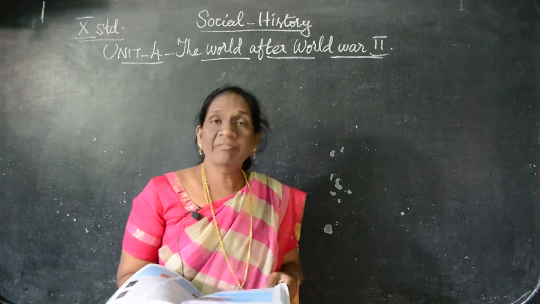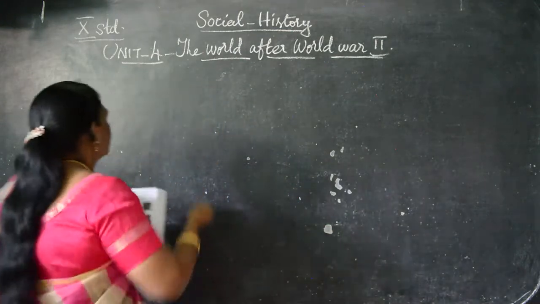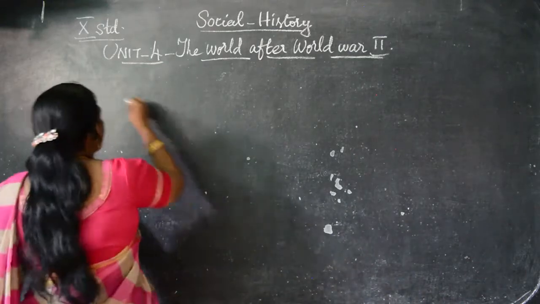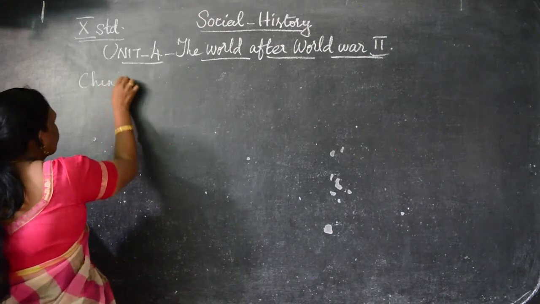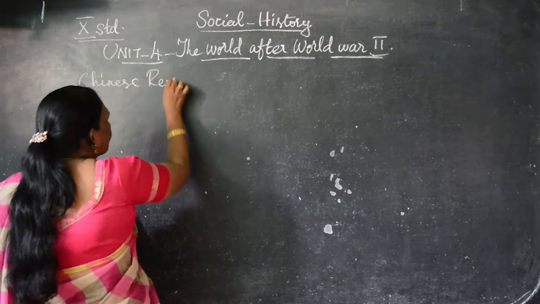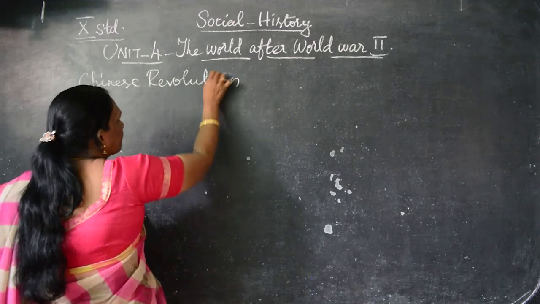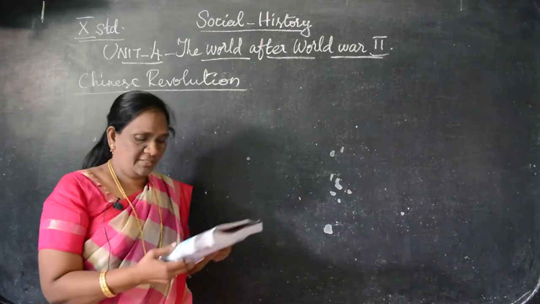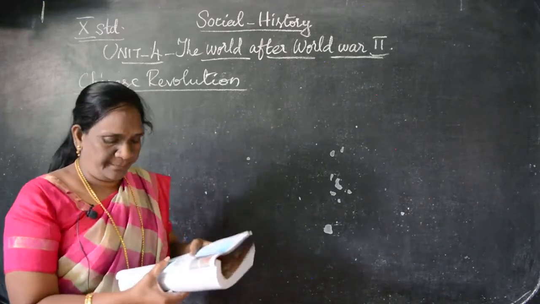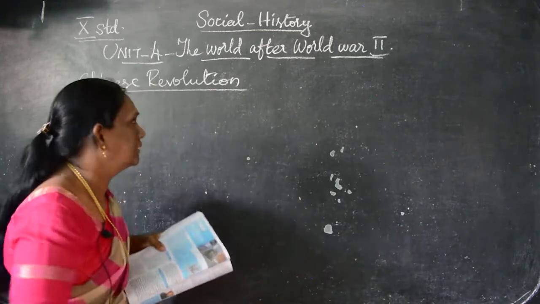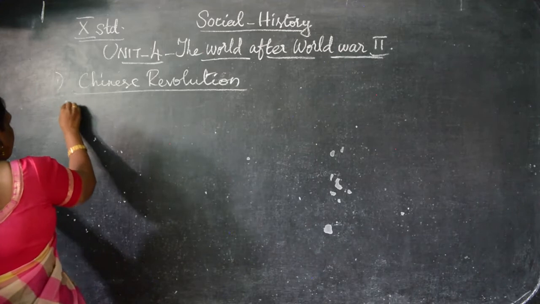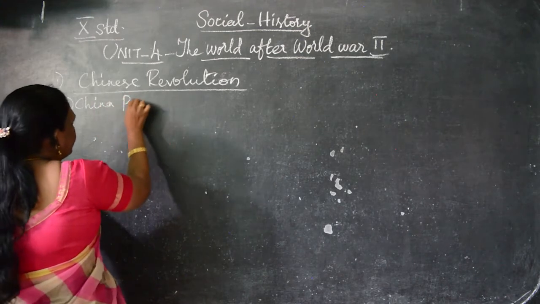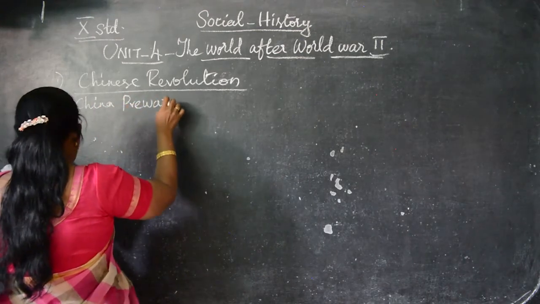Now, we'll start. From China, we'll start. Chinese Revolution, first one. Chinese Revolution. China in the pre-war period. Here, in this, there are many side headings. China pre-war. How was it before the war?